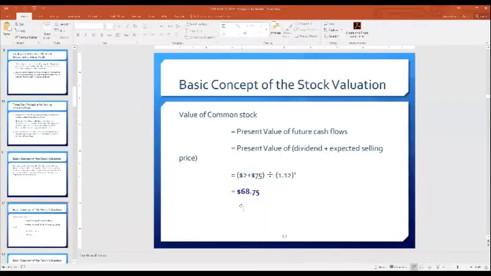So, we can see there that this is from the present value of the future cash flows. So, our present value is 2 pesos. Then 75, so that is the expected price. And then you have to divide it with the present value multiplied by the dividend plus expected selling price.